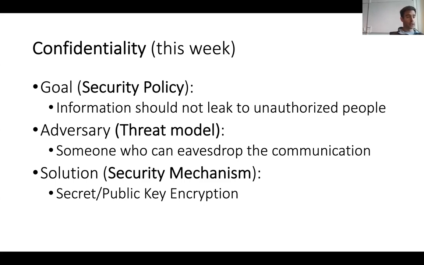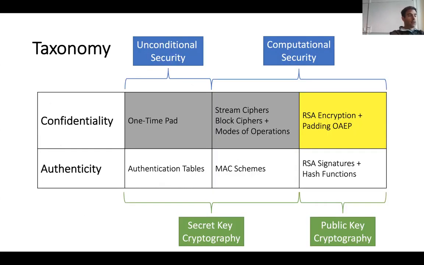And the solution we saw in the previous video was secret key encryption, and in this video we're going to look at public key encryption. So let's look again at the taxonomy of all the cryptography we're going to learn in this course. We have covered the solutions for secret key cryptography, which give you confidentiality: one-time pad with unconditional security, stream ciphers, block ciphers, and modes of operation. And in these videos, we're going to look at RSA encryption mostly, and the padding.